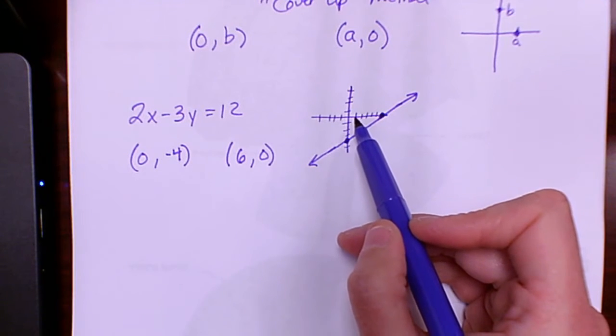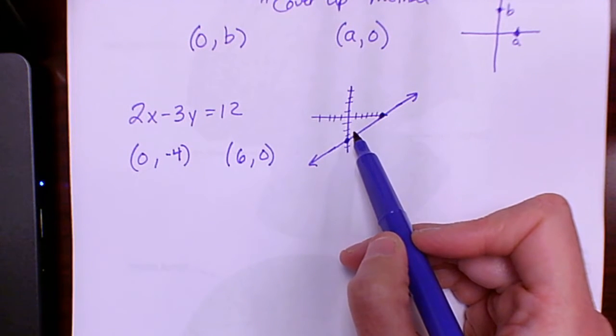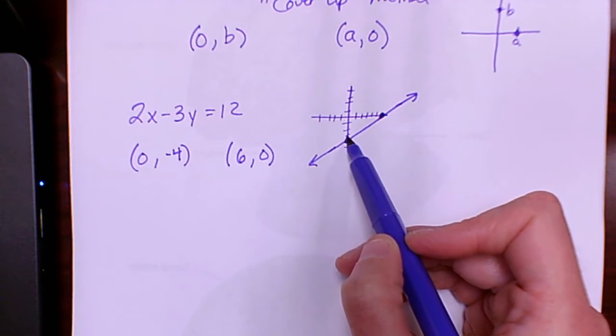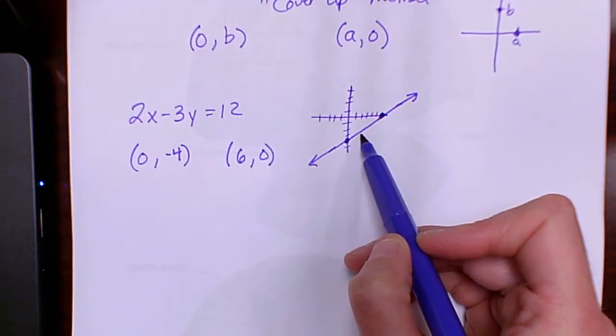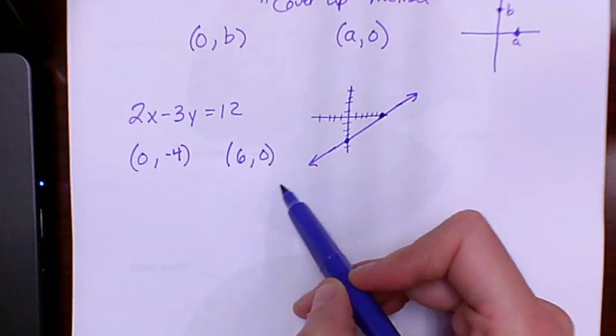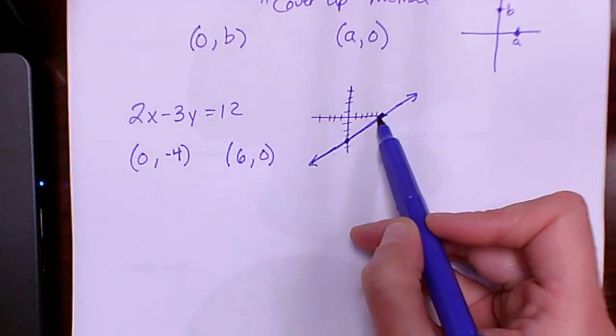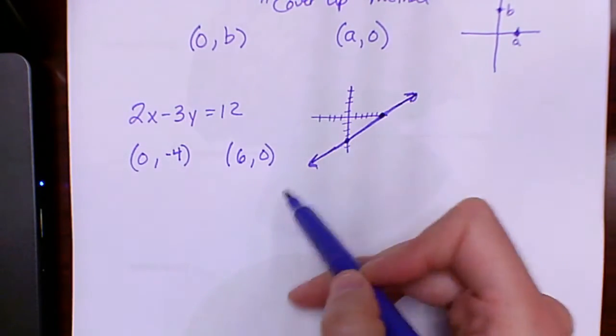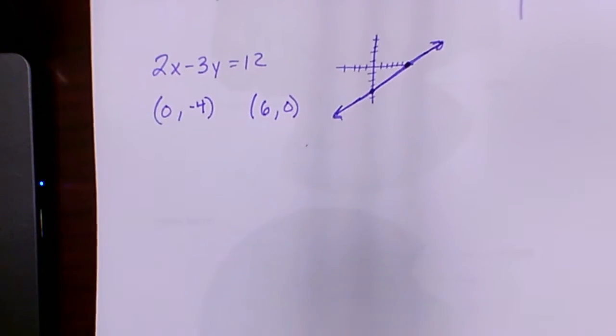If x is 1, then y would be somewhere down here, maybe even at negative 3. We could pick any value of x, so this has to be an infinite line going all the way through your graph.